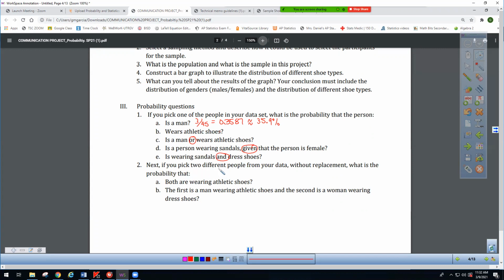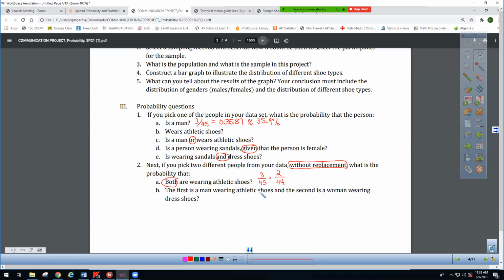Next, if you pick 2 different people from your data without replacement. Remember, guys, without replacement means that you're not putting that name back. Okay, what is the probability that both are wearing athletic shoes? So that means if the first one was 3 out of 45, then the second one is going to change because you did not replace it. Now you don't have 45 as your total. Now you have 44, sorry, 44. And now you have 2, because both are wearing athletic shoes, and remember you multiply. So without replacing means that the second probability gets affected. It's going to have 1 less than whatever you had because you did not put it back.